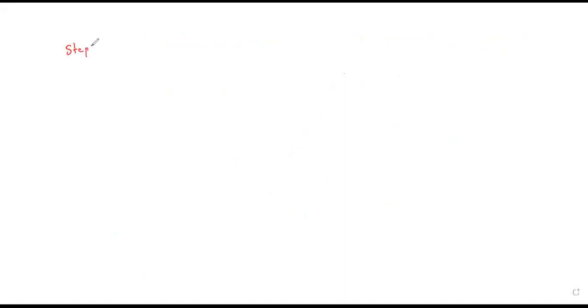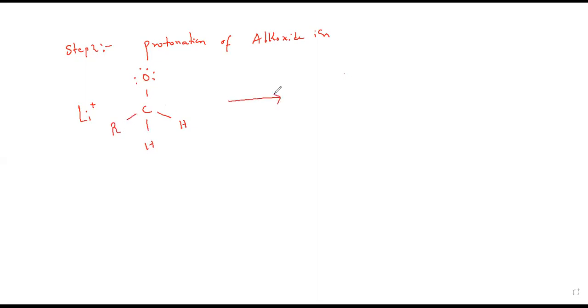So step 2 is protonation of alkoxide ion. Once again, I'm going to draw the structure of lithium alkoxide. This I'm going to react with methanol, or you can use water also, any solvent. So this is water.